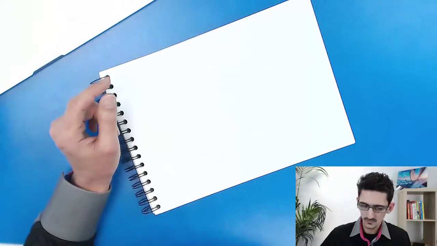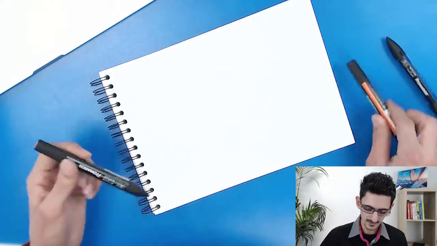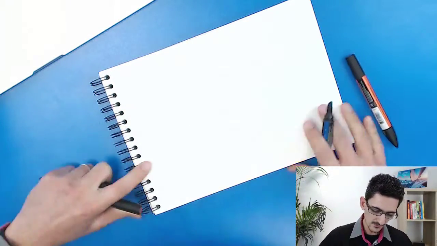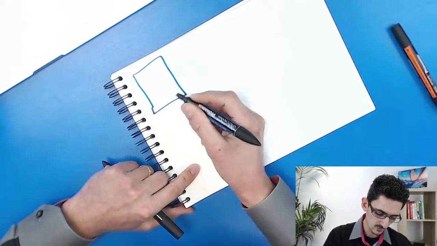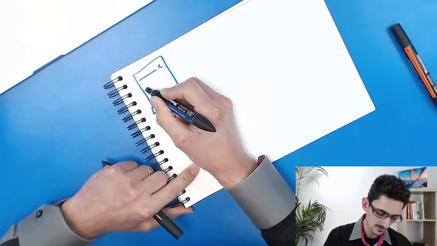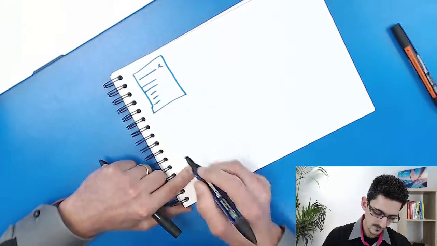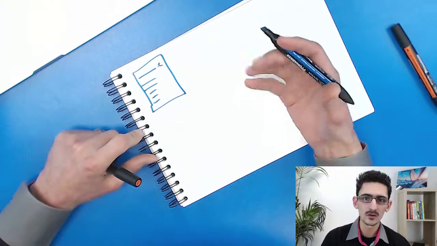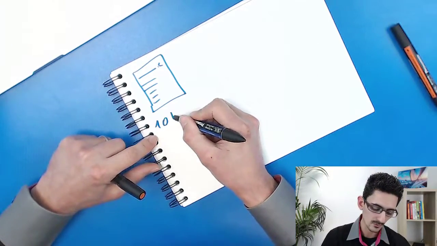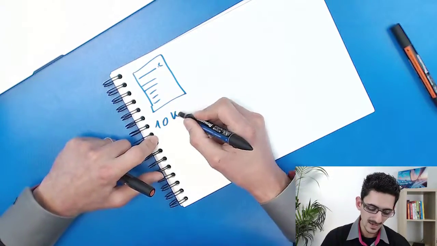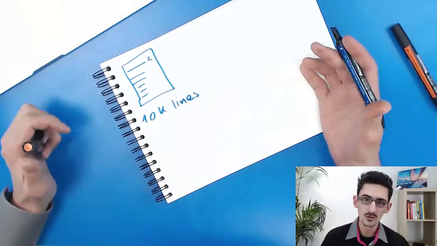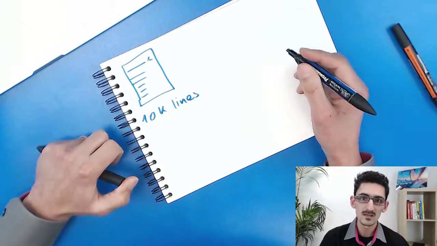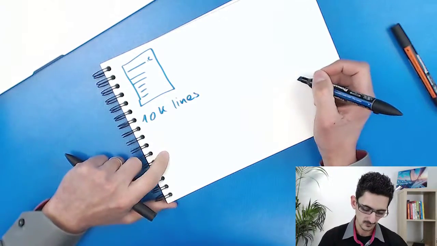So let me just draw a couple of lines to help you understand this concept. If you want to start developing new software, you will need to create some source code files with many lines. But if you want to build an entire software, maybe we're talking about 10,000 lines, which is a huge project, and it can take many months to develop.